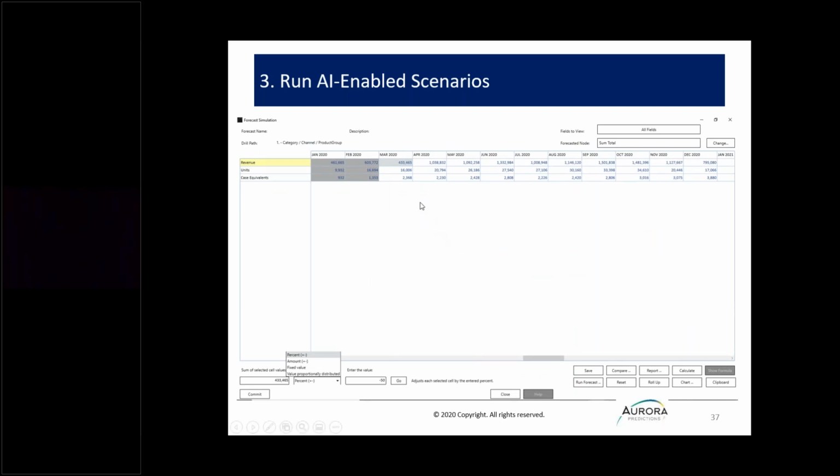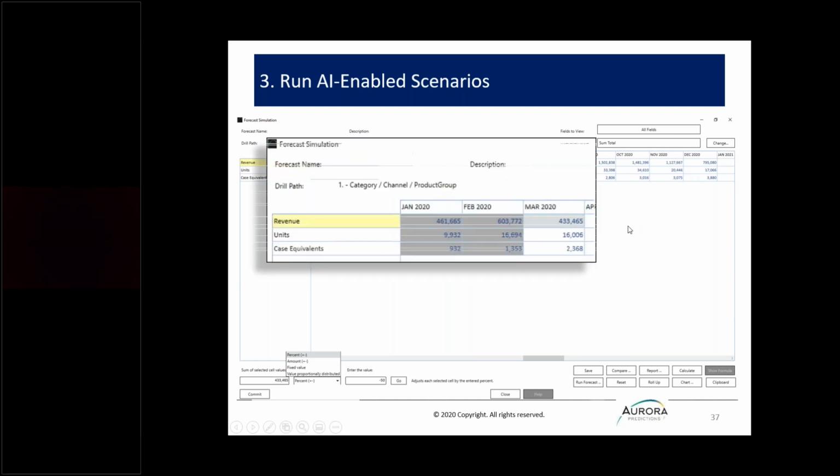And what we have here is the forecast that has been made at the highest level, our corporate level, our sum total level, for the rest of the year, from March through December. And let's blow that up. And now what we're going to do is run our simulation. So we're going to come in here.